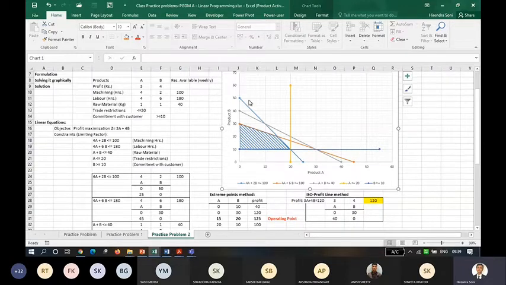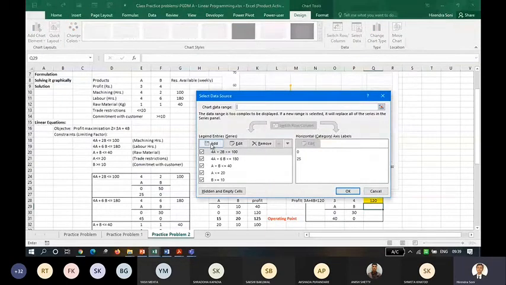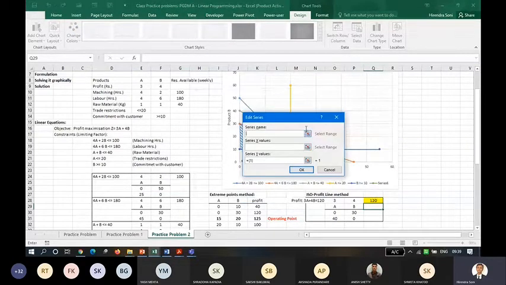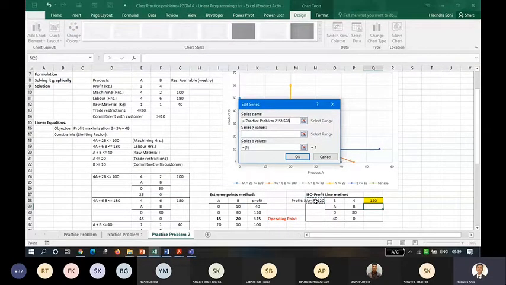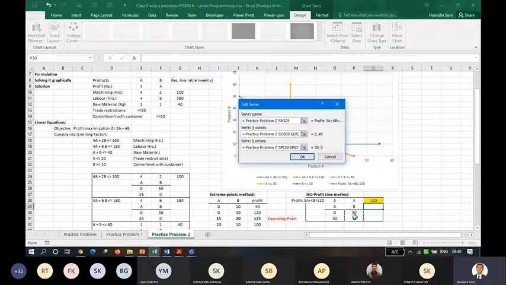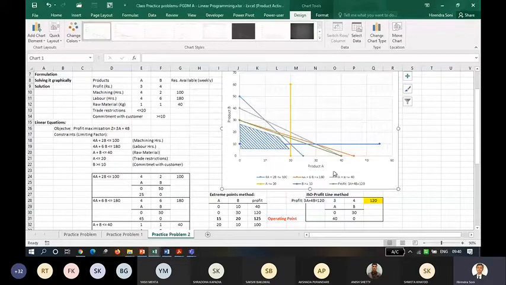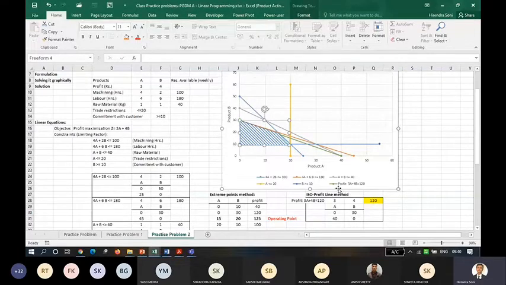I'm going to add one more line. Go to select data. I will add a series. The series name would be this, X values would be these values, and Y values would be these values. I say OK. Now I have one more line which has come up here. Where is that line? The green one.